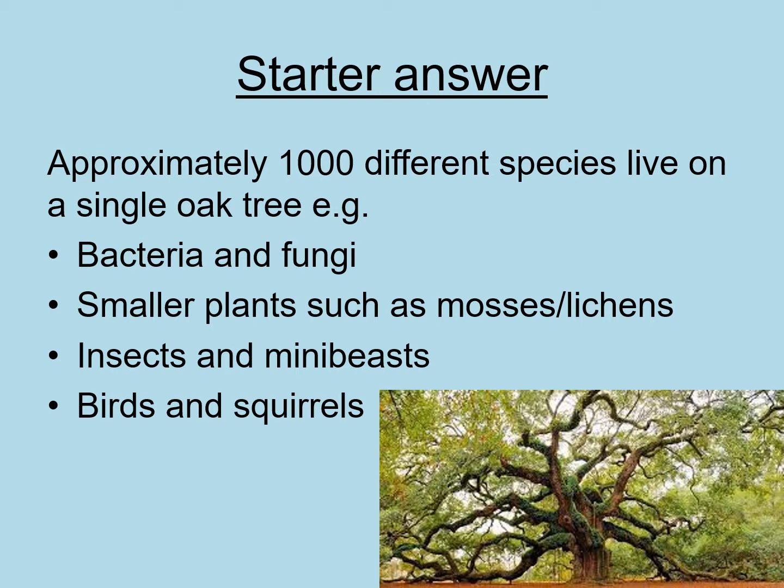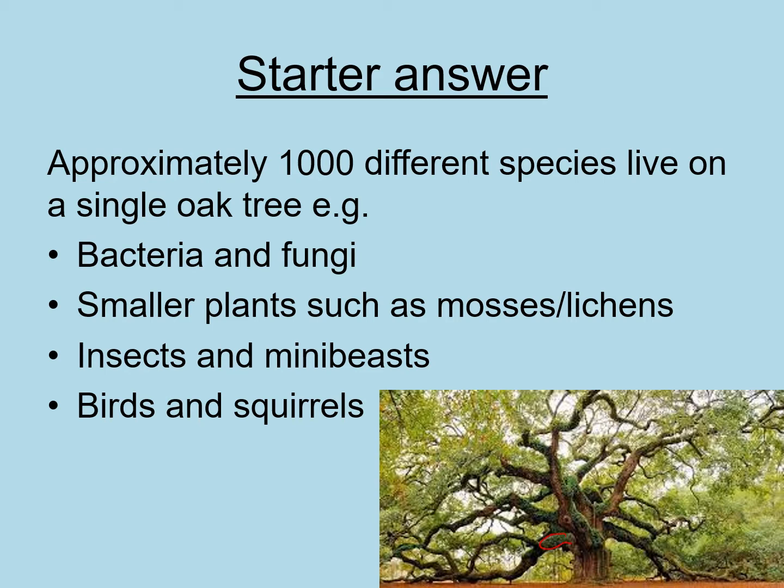So the answer actually surprised me as well. There could be up to 1,000 different species living on a single oak tree, and probably initially you might have thought about an oak tree, you might have thought of birds or squirrels living in there, but actually you need to go right down to the micro level. So think about all the different species of bacteria and fungi that would live on that tree, maybe in the bark and so forth. Other small plants would grow on the oak tree in cracks and crevices.